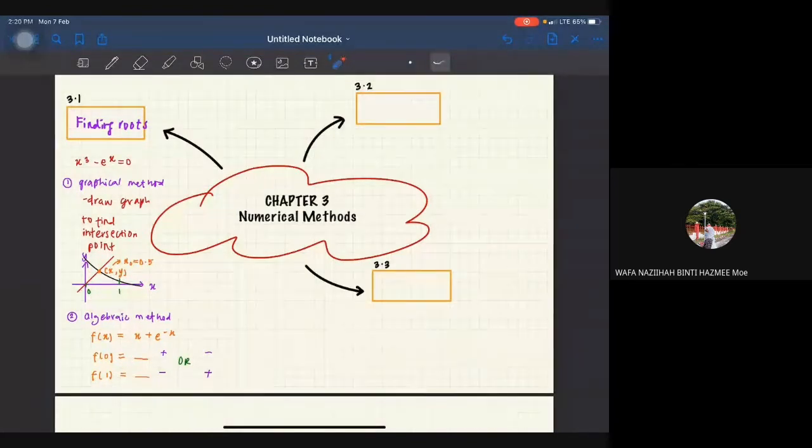Boleh faham tak explanation saya untuk 3.1? Finding roots. Boleh. Okay, good. Okay, so basically 3.1 dia simple je. So awak kena lukis graf, awak kena anggarkan. You need to estimate where is your intersection point will be. Okay, dia dekat interval mana? From where to where? Tu adalah dalam 3.1. Okay, so bila awak dah tahu in which interval your roots will be, then barulah kita akan pergi kepada 3.2. Okay, so 3.2 adalah Newton-Raphson method.